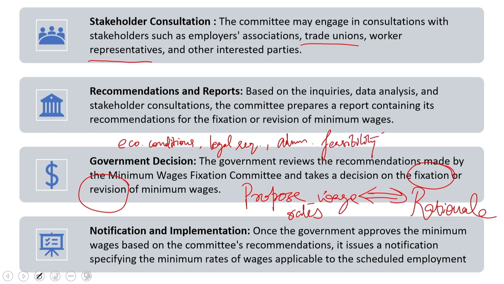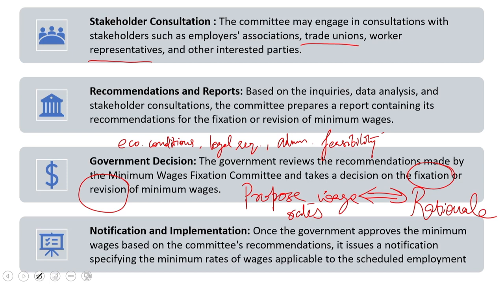Let's say it takes a big toll on the exchequer. It takes a big chunk of money out of your system. So is it feasible from an administrative angle? That would be the key consideration. We are not discounting the economic conditions, nor are we discounting the legal requirements. But when you look into the scheme of things, the administrative feasibility happens to be one of the most significant factors when it comes to the entire Payment of Wages Act, or it could be with respect to the fixation or revision of the minimum wages.